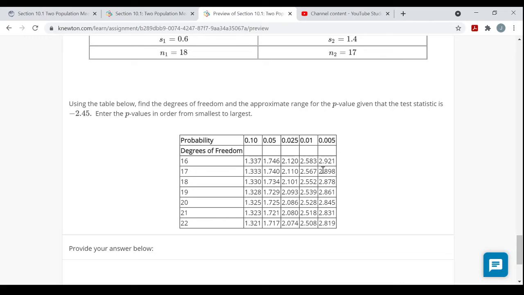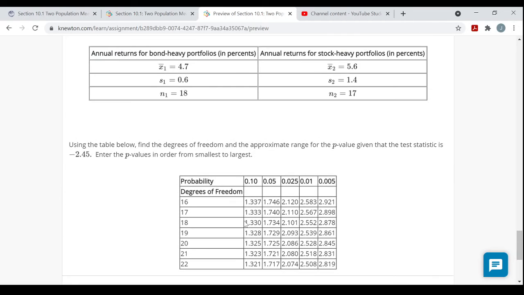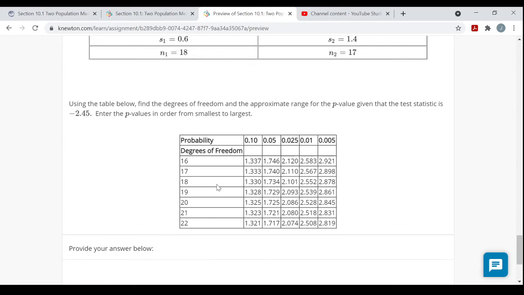And now you can use this table. They're saying use the table to tell you what areas it's between. So now we said it was a T distribution with 16 degrees of freedom, right? So I'm looking at this table, this row. Now our test statistic was negative 2.45, but these are all positive T values here. So instead of the area to the left of negative 2.45, let's see what the area to the right of positive 2.45 would be.